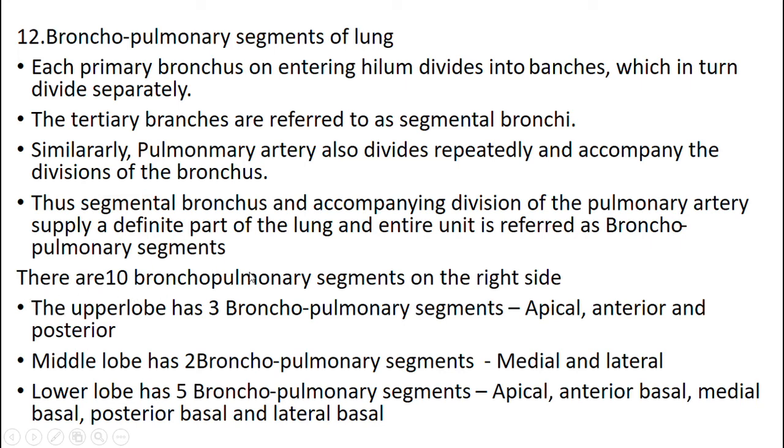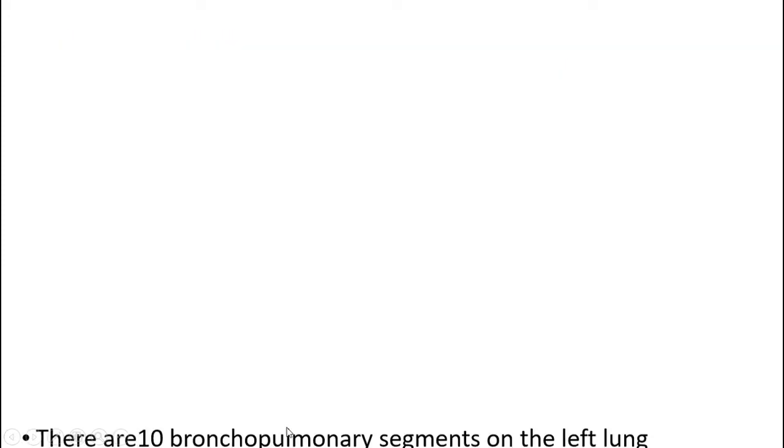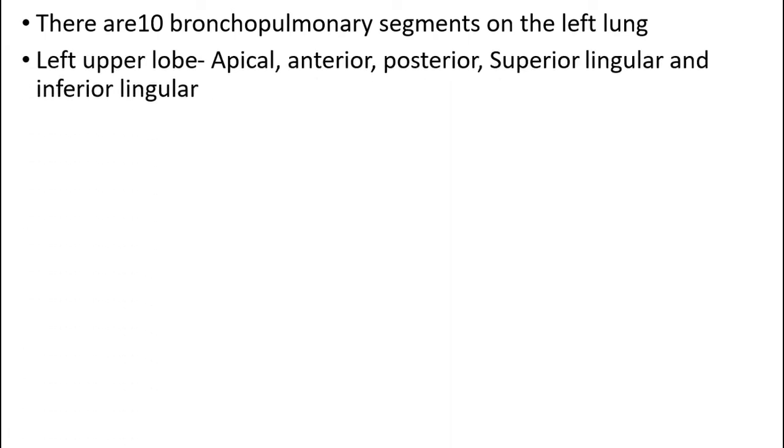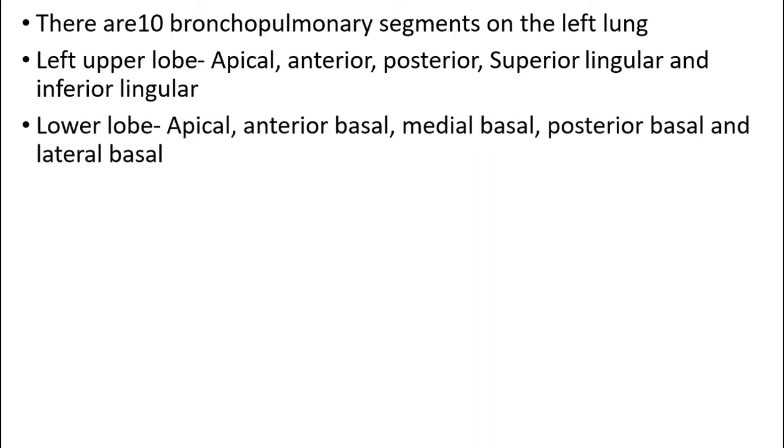There are 10 bronchopulmonary segments in the right lung. The upper lobe has 3 bronchopulmonary segments. They are apical, anterior and posterior. The middle lobe has 2 bronchopulmonary segments, medial and lateral. The lower lobe has 5 bronchopulmonary segments, apical, anterior basal, medial basal, posterior basal and lateral basal. There are 10 bronchopulmonary segments in the left lung. The upper left lobe: apical, anterior, posterior, superior lingular and inferior lingular. Lower lobe: apical, anterior basal, medial basal, posterior basal and lateral basal.